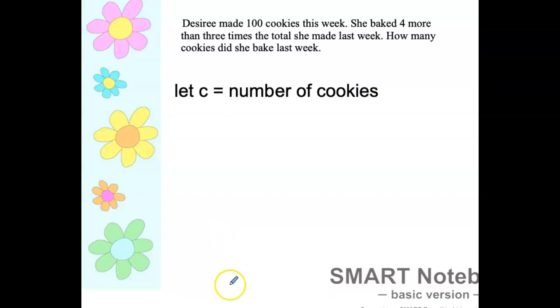In this case, Desiree made 100 cookies this week, so we could end up with 100, correct? But what equation could we use to represent getting to the 100? She baked 4 more than 3 times. So we could write 3c because it's 3 times the number of cookies, plus 4 more. So we could say 3c plus 4 is 100.